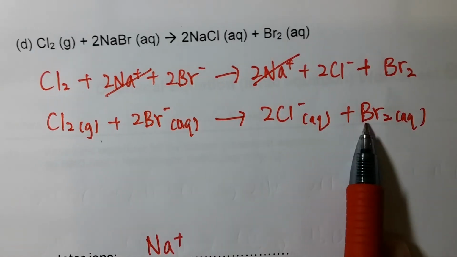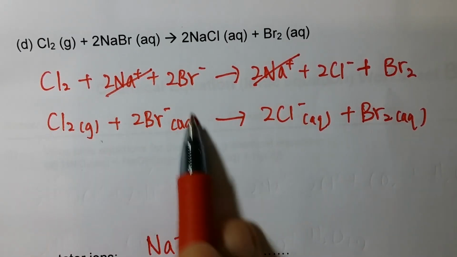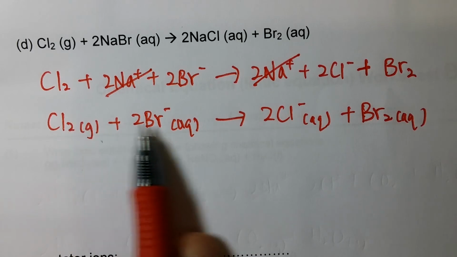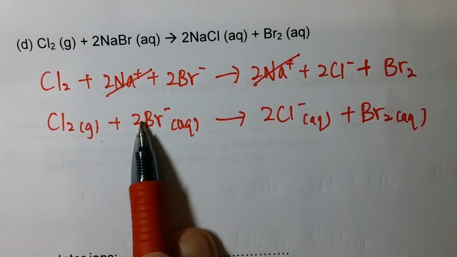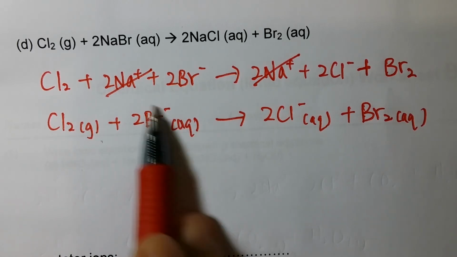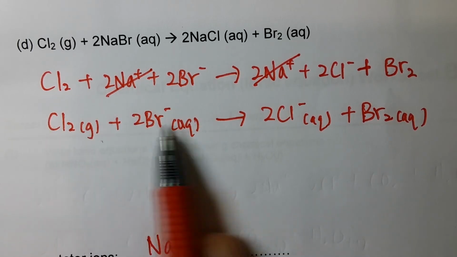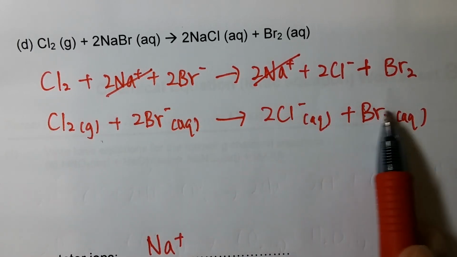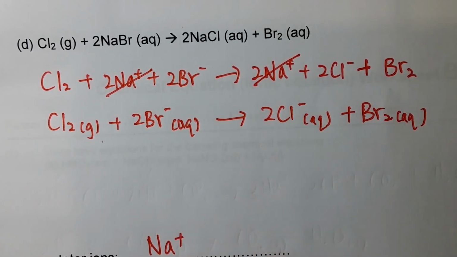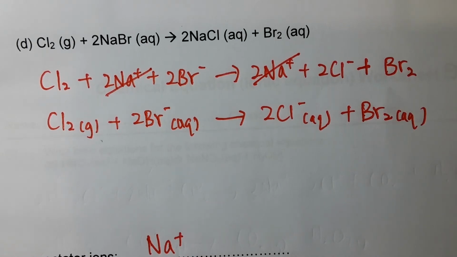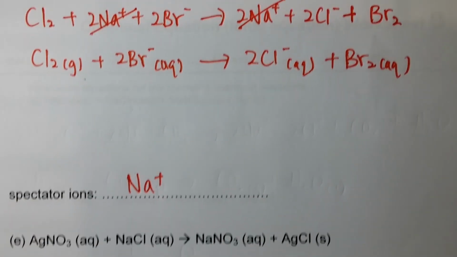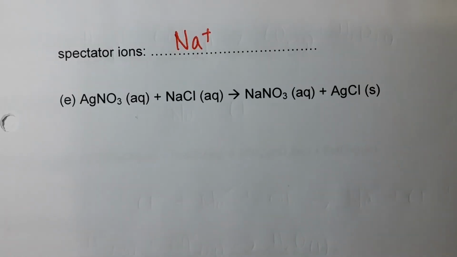How about the charges? The charge is 0. The charge is minus 2, so it's 2 minus. So total charge on the left hand side, 2 minus. This one is 2 minus. This one is 0. Total charge on the right hand side, 2 minus. So it's balanced.